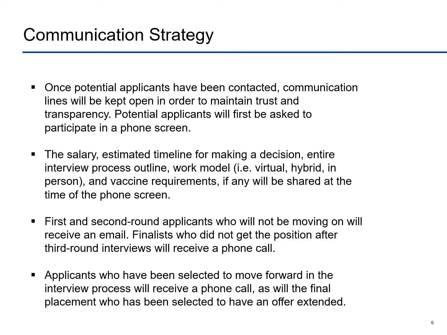In terms of a communication strategy, once potential applicants have been contacted, communication lines will be kept open in order to maintain trust and transparency. This will be done over the phone and through email. Potential applicants will be first asked to participate in a phone screen. The salary, estimated timeline for making a decision, entire interview process outline, the work model of the company, and vaccine requirements, if any, will be shared at the time of the phone screen.